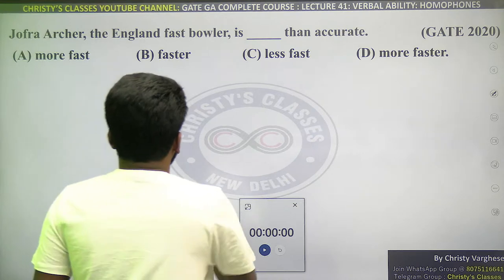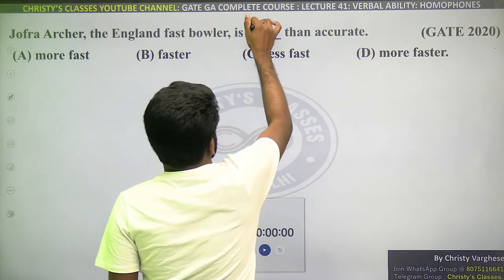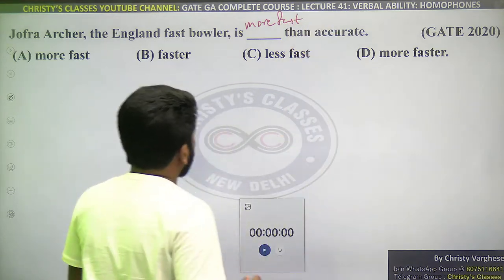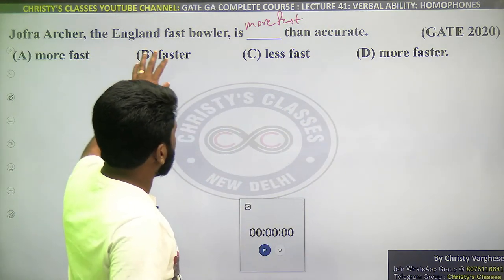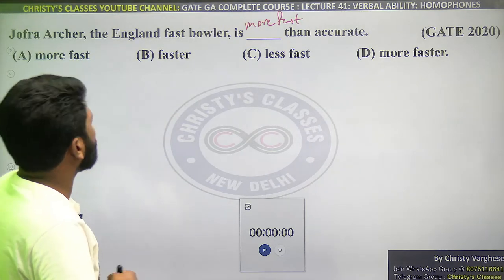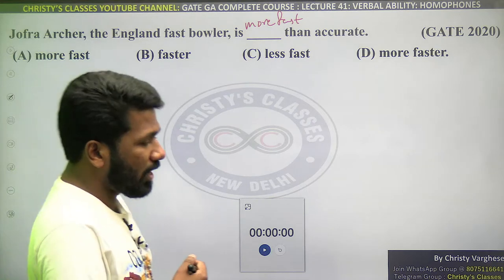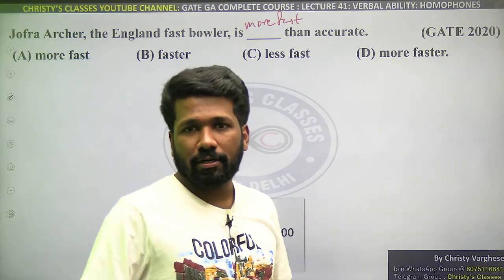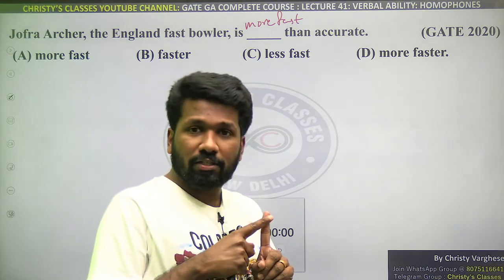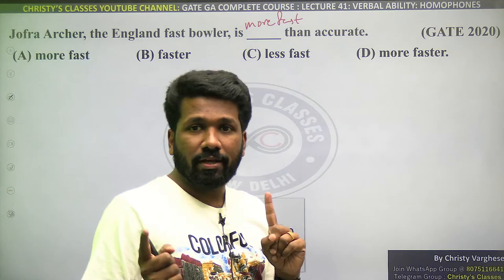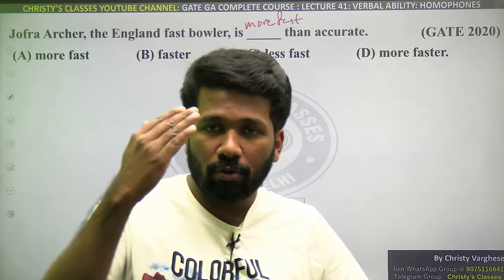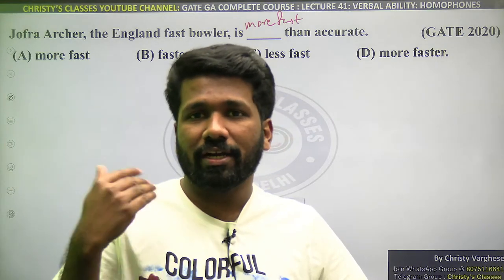So the correct usage is more fast than accurate. It is trying to say that. Again, faster can be used when, for example, the sentence is Jofra Archer is faster than Bhuvaneshwar Kumar. There it is fine, because the speed of Jofra Archer and the speed of Bhuvaneshwar Kumar is compared. There faster is used because, fast, faster, fastest, that is how comparative degree and superlative degree are written.